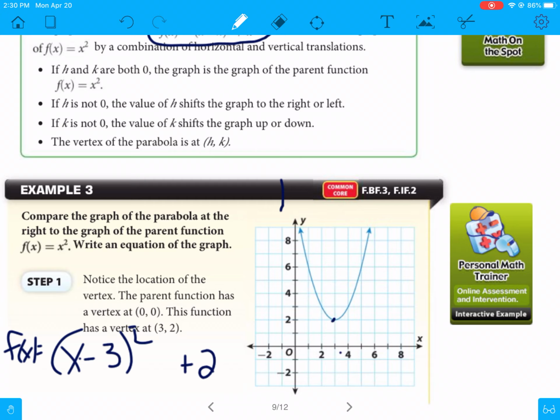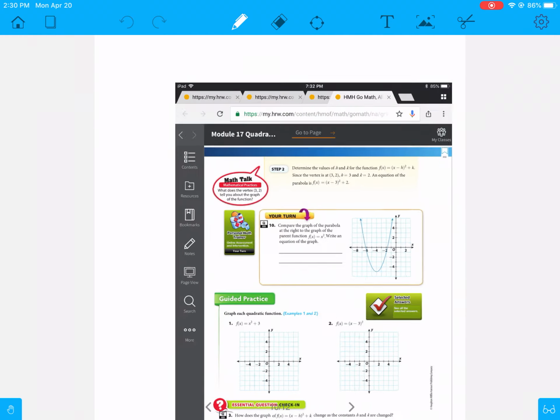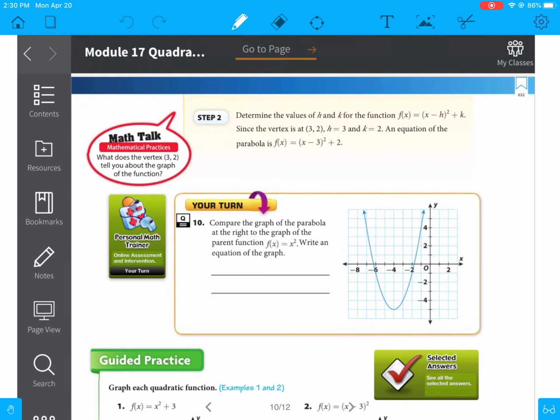For step 1, it says notice the location of the vertex. The parent function has a vertex at 0, 0. This function has a vertex at 3, 2. So going to the right 3 is going to be your minus 3 here, and going up 2 is going to be the 2 there. Then determine the values of h and k for the function. That's all you're going to have to do there.